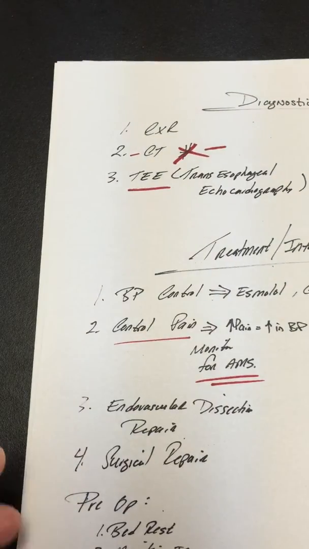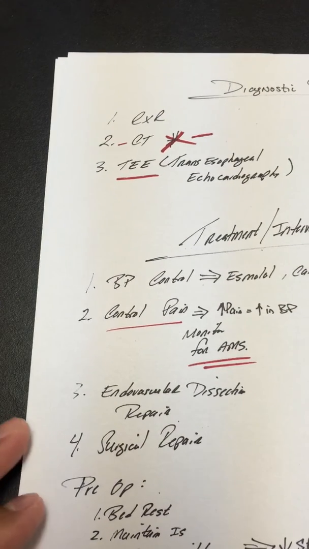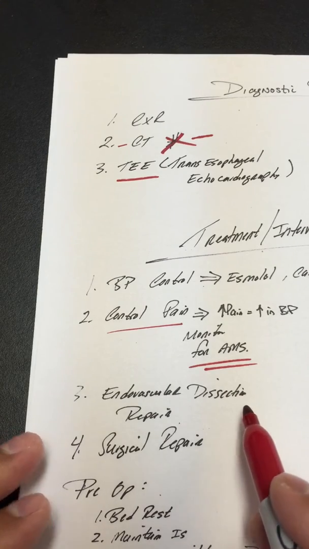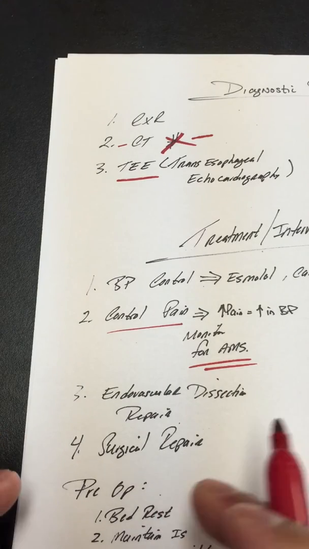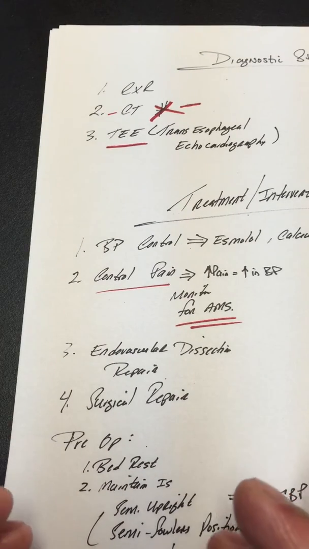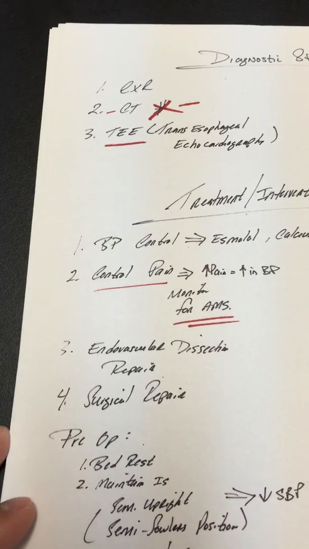Number 3, the patient may get something like an endovascular dissection repair. Or number 4, surgical repair. Now, the exact procedures, the steps for all of these, are beyond our lecture here. So let's focus on the pre-op things that you need to know and the post-op things that you need to know for the NCLEX exam.